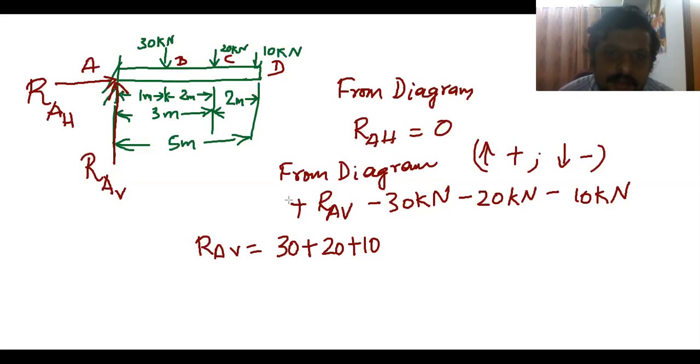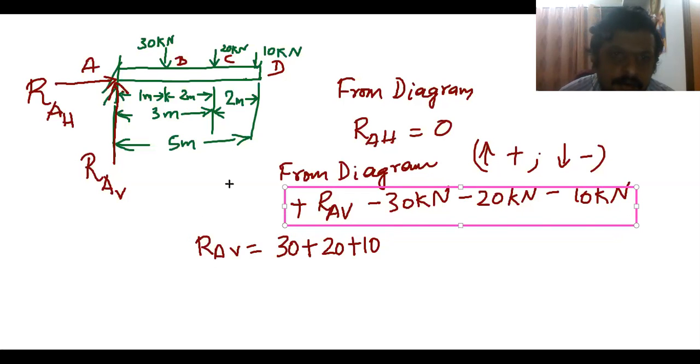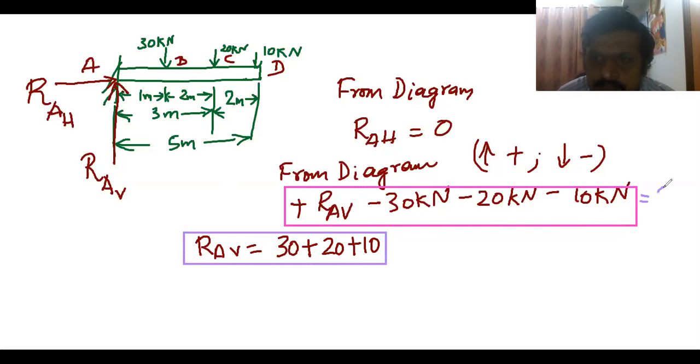You can choose this or you can choose this, but both are the same. The only difference is that here this will be equal to 0, students. That you have to remember. Upward force is equal to downward force is the equation, and upward going forces are taken as positive and downward going forces are taken as negative. So when we solve this, what do we get, students?